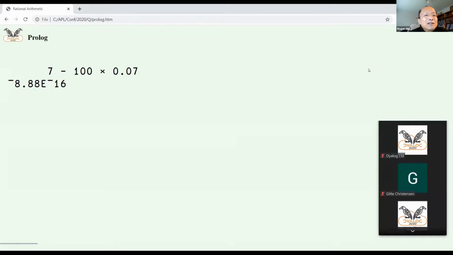This is one of the motivating examples for working with rational numbers. So in Dyalog APL, or in any other APL actually, if you enter this expression, 7 minus 100 times 0.07, instead of getting a 0, you get this non-zero number. Even though I'm not a mathematician, this offends my mathematical sensitivities. So one of the ways to get around this is to work with rational numbers.